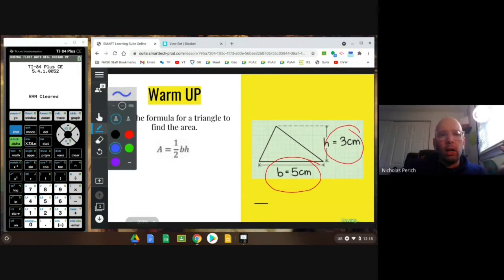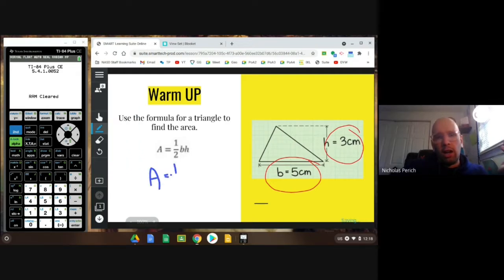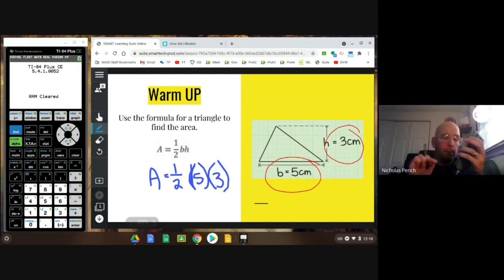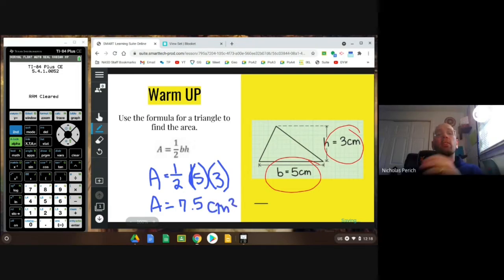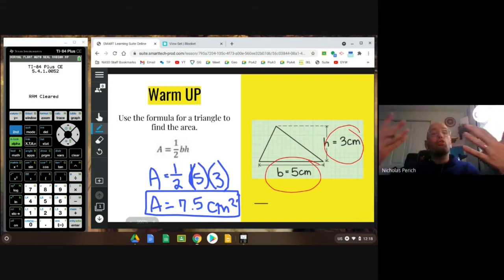And so the area is going to be half times base, which is 5, times 3, which is h. So I'm going to use Siri. Half times 5 times 3. It's 7.5. And so we will say that the area is 7.5 centimeters squared. Now, you may have forgotten this, but when you're finding the area of a shape, your answer has to be centimeters, inches, feet, squared.